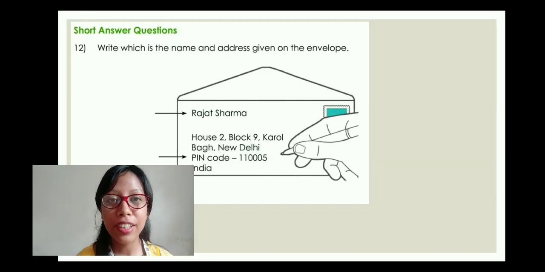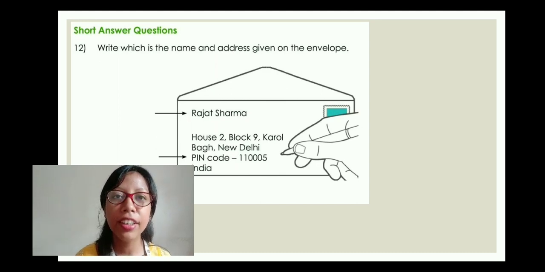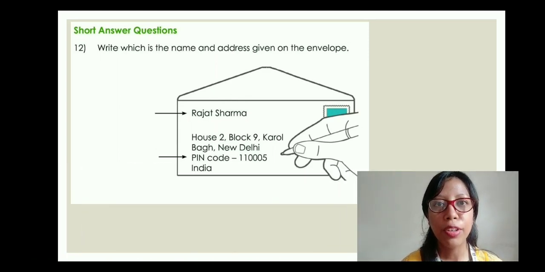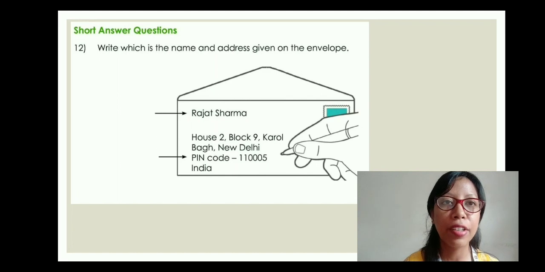As you already know, we have almost finished our first chapter. There are a few questions that I would like to discuss with you. So let's start. Here is question number 12. Write the name and address given on the envelope. There are two arrow marks on the envelope as you can see on the screen. You have to identify which one is the name and which one is the address, and then write it on the blank space given in your book.